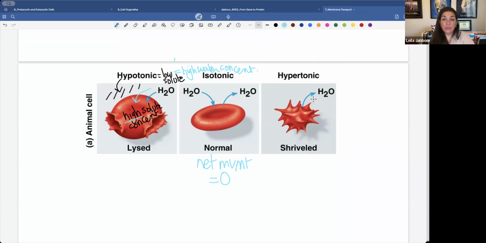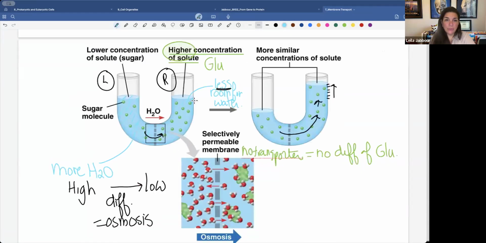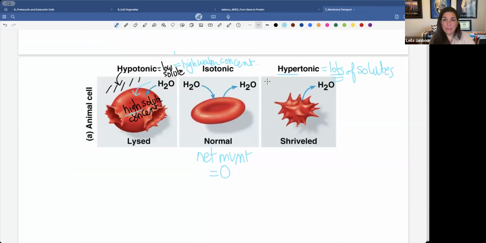And when the solution that the red blood cells are placed in is a hypertonic solution, hypertonic, hyper, that means lots of solutes. And what did I say when there's lots of solutes? Let's go back here. High concentration of solute means there's less room for water. So with a hypertonic solution, there's less water out here and more water in the cell. So the water is going to have a tendency to move from the inside of the cell to the outside of the cell by osmosis. And if that gradient is really steep, a lot of water is going to come out, and the cell is going to shrink.